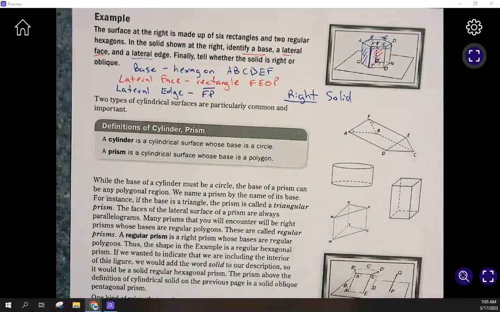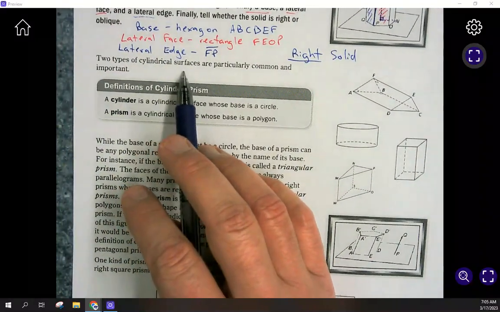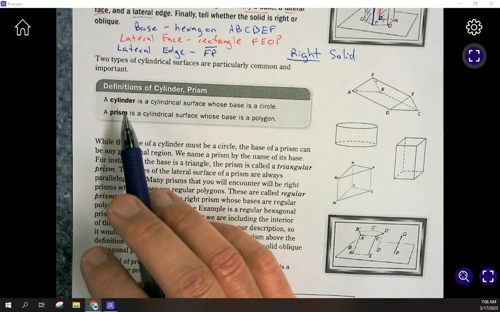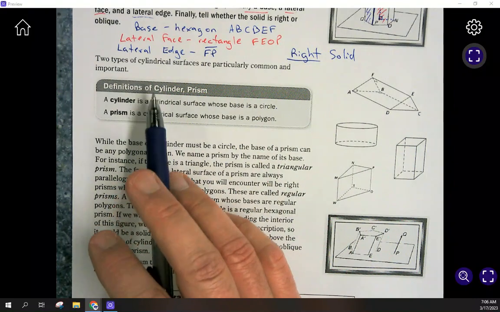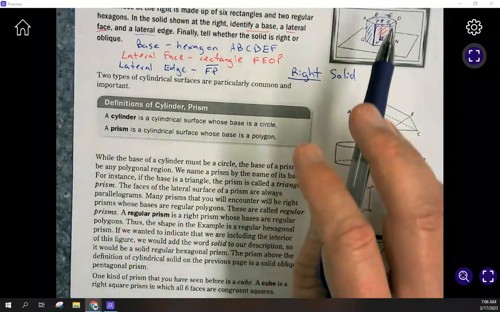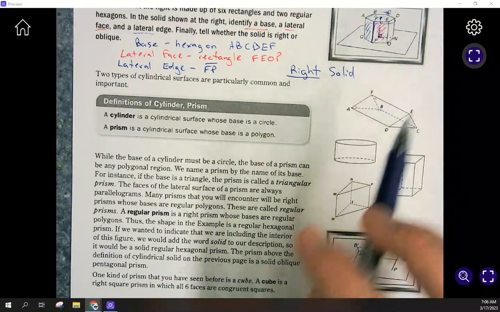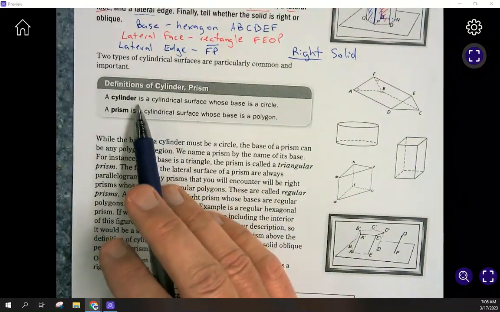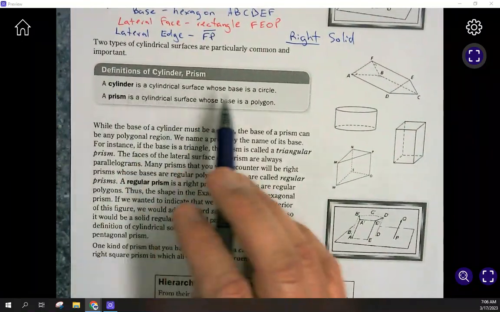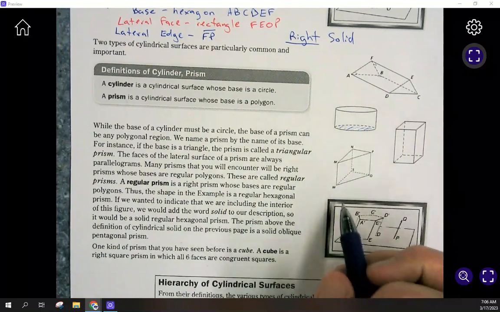Now we're going to break these down into two different categories. The two types of cylindrical surfaces that are particularly common that we're going to study are the cylinder and the prism. They are both cylindrical surfaces. I always have trouble with that word. So it's two bases, identical, and they're connected. The only difference between a cylinder and a prism is what their bases are. So for a cylinder, the base is a circle. So we started off with this circle.